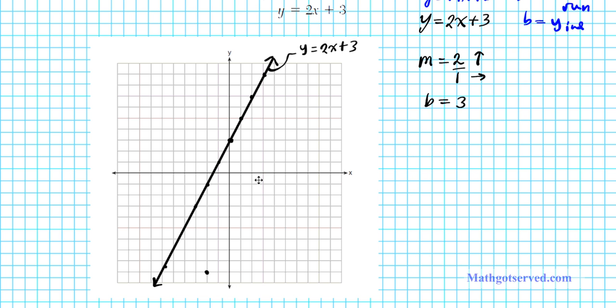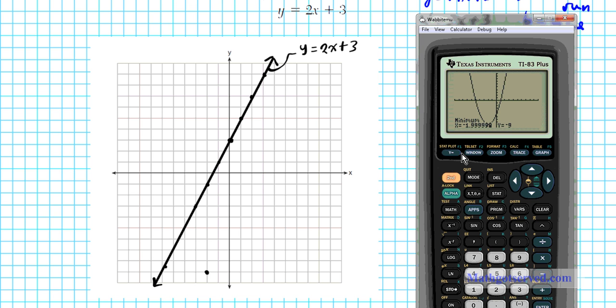Now, the next set of points we want to draw are the points where the graph intersects the line. So how do we figure that out? Well, we have to graph the line also. So the line is 2x plus 3. 2x plus 3. Enter. Let's go ahead and graph it.